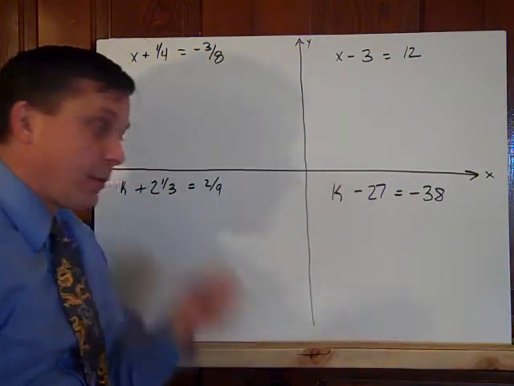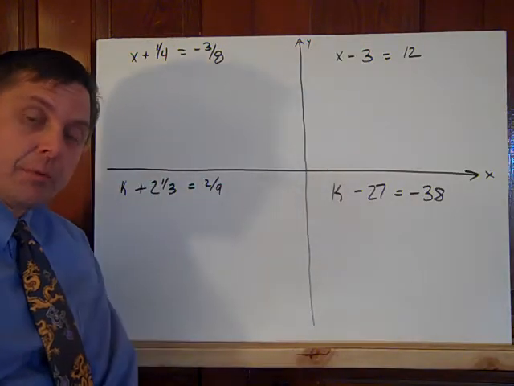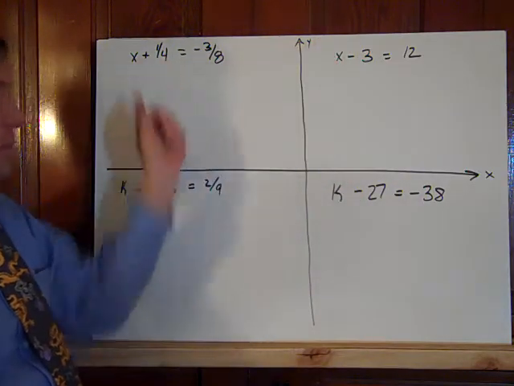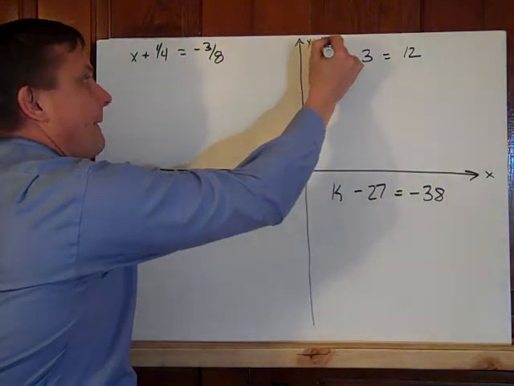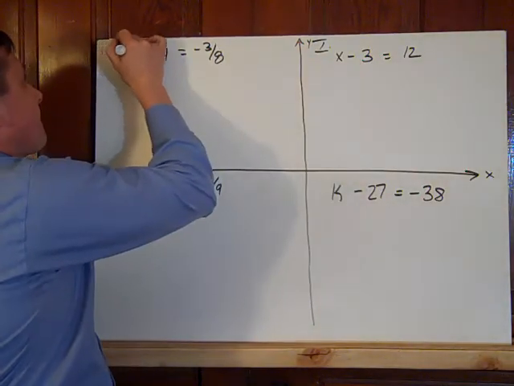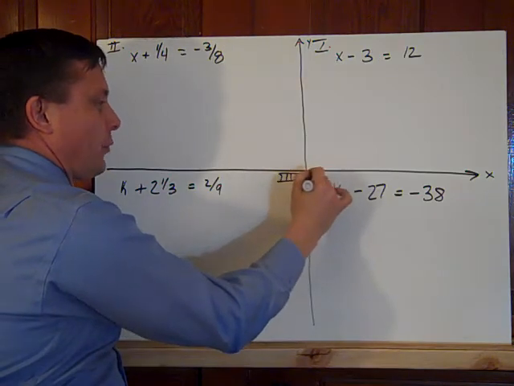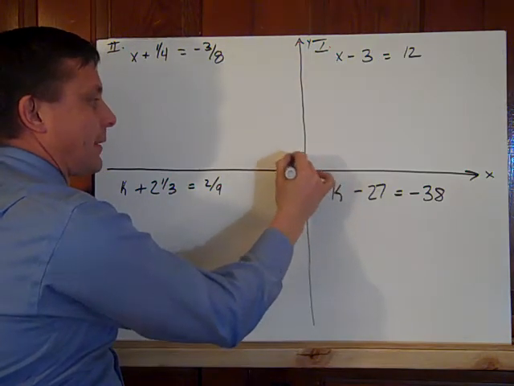So again, I want to do some quick review, and I'm going to do these awfully fast. You can pause the video and put these in your notebook and try them. I'm going to go from quadrant 1 to 2 to 3 to 4. I suppose where I put the numbers probably didn't matter. I'll put them down here.